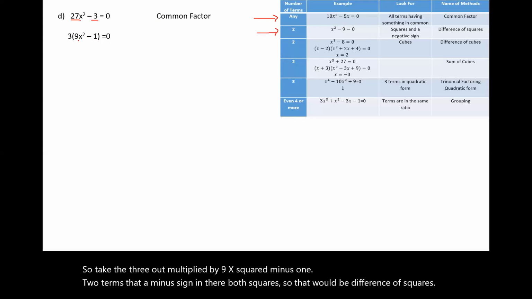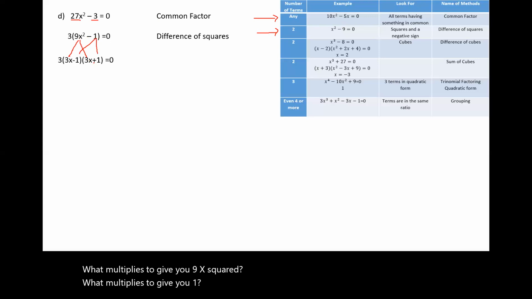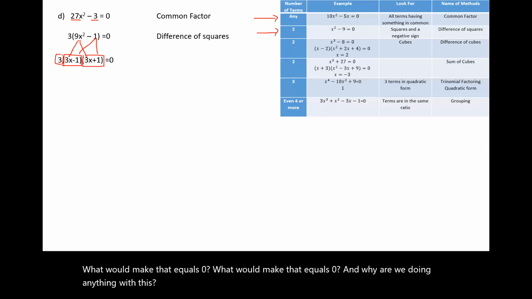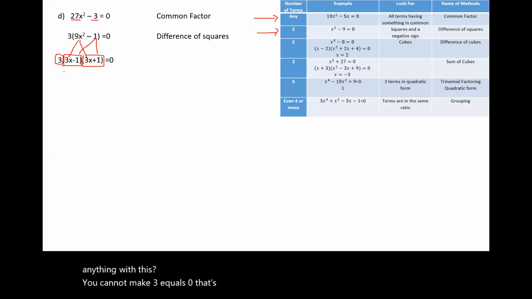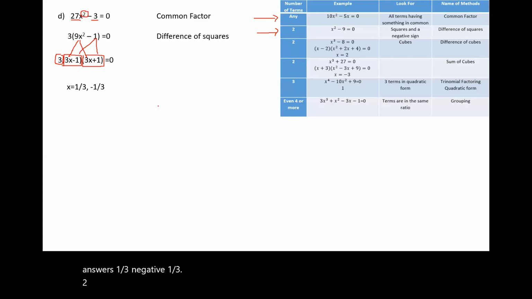What multiplies to give you 9x squared? What multiplies to give you 1? The terms are negative and positive. Answers for this. What would make that equal 0? What would make that equal 0? And why aren't we doing anything with this? You cannot make 3 equal 0. That's why there's no answer coming from this. So our answers, 1/3, negative 1/3. 2 answers. We're looking good.